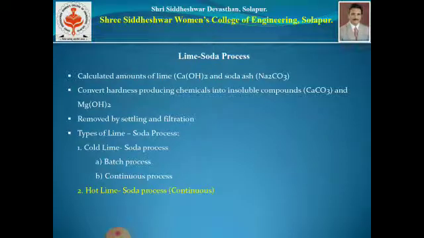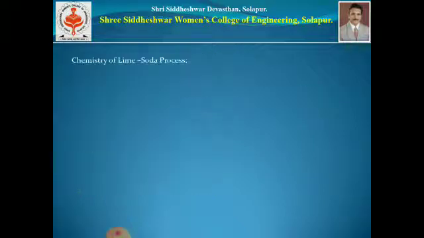There are two types of lime soda process. One is the cold lime soda process and another is the hot lime soda process. The cold lime soda process is again divided into batch process and continuous process, and the hot lime soda process is a continuous process. In our syllabus, we have to discuss the continuous lime soda process.